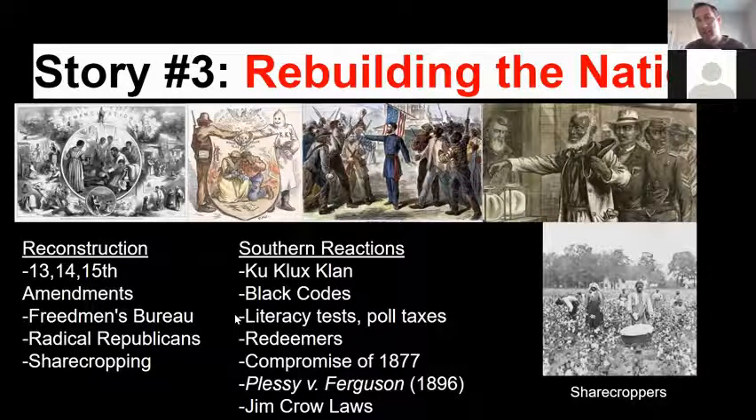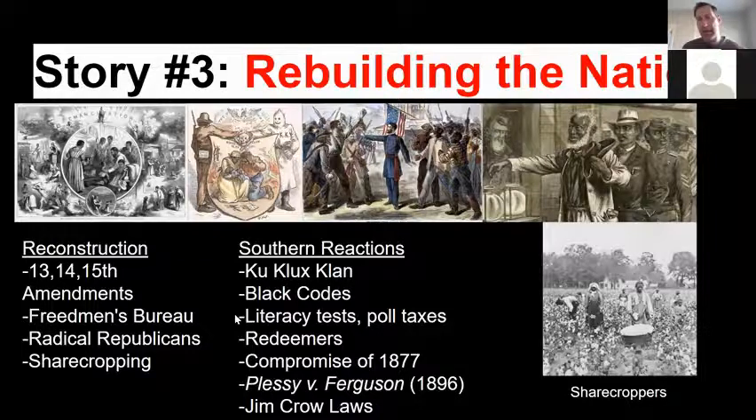But at the same time, there are failures of Reconstruction. There's things that the North does not address that leaves lingering inequalities in America. So let's go through that. When we talk about Reconstruction, you don't need to know every single Reconstruction law. But what you do need to know is that there are phases.